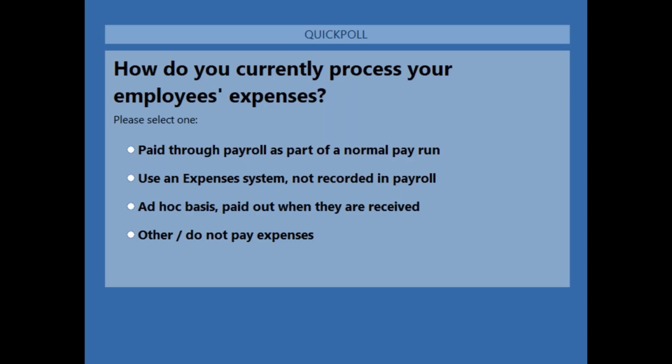So we've given you four options, and if you can choose the one that is the closest fit for you. Do you pay the expenses through payroll as part of a normal pay run, so using a tax-free payment? Do you have an expenses system where it's not recorded in payroll? Or do you pay them out on an ad hoc basis? And by that, I mean they're paid out as and when the expense claims are received. And we've got an other option if none of those first three apply, or if you don't currently pay expenses.